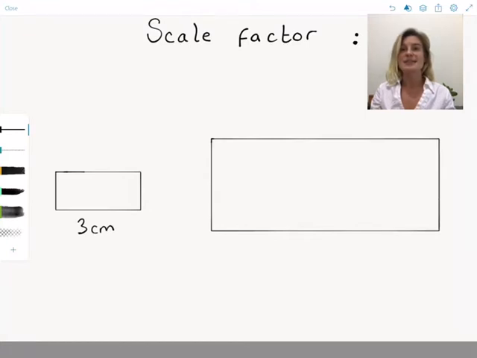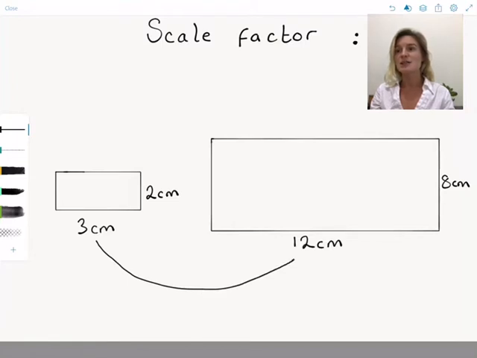This side is 3 centimetres. The same side on the larger shape is 12 centimetres. We've got 2 centimetres height and 8 centimetres height. We have to look at the relationship between the numbers. So let's first look at what has happened to the 3. It has turned into a 12.